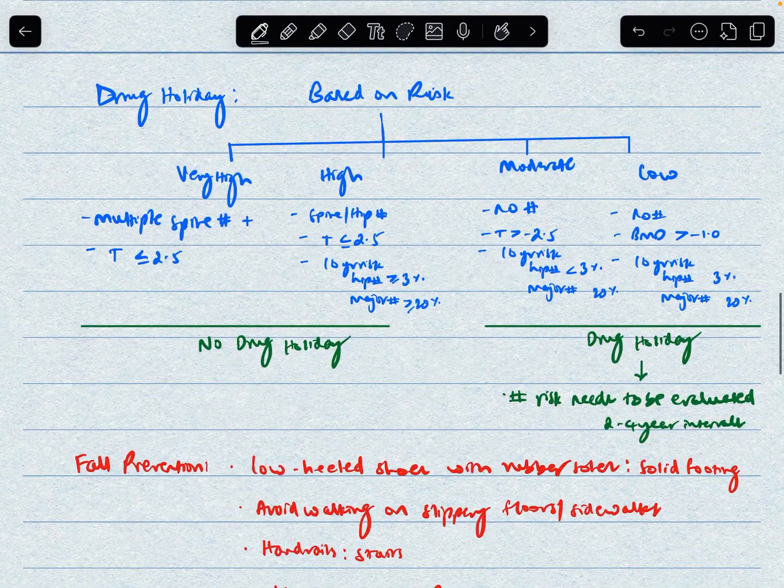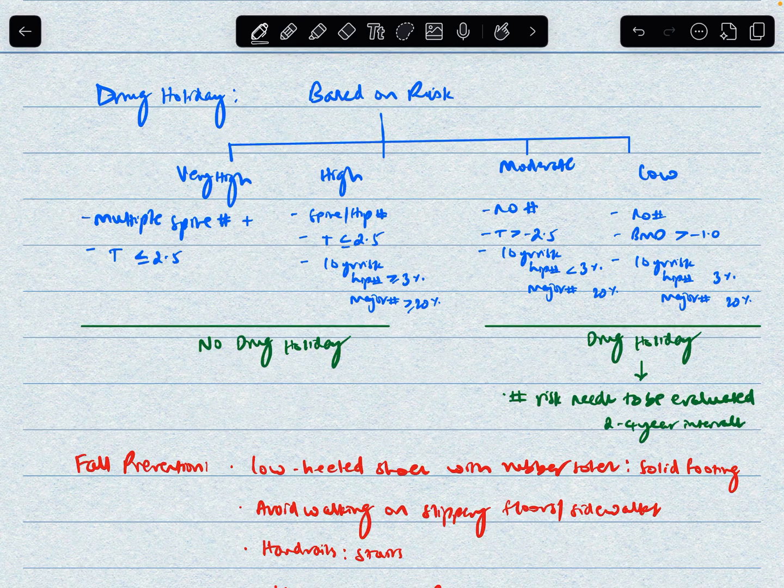Drug holiday is not recommended in very high and high risk groups of patients, and it may be utilized in moderate to low risk patients. If a drug holiday is advised, then these patients should be assessed for risk of fracture at every 2 to 4 year interval by assessing all the parameters that we discussed earlier.